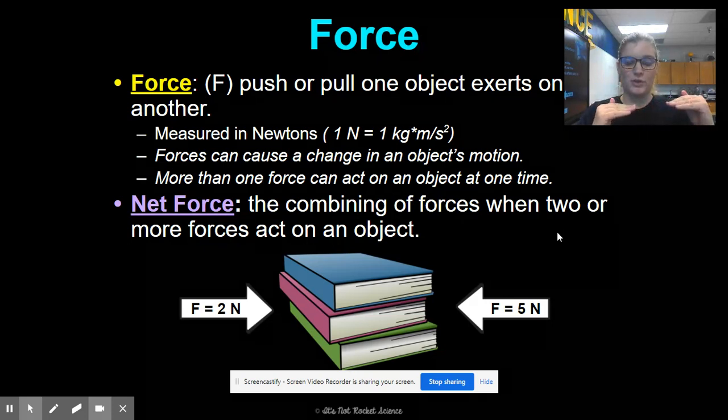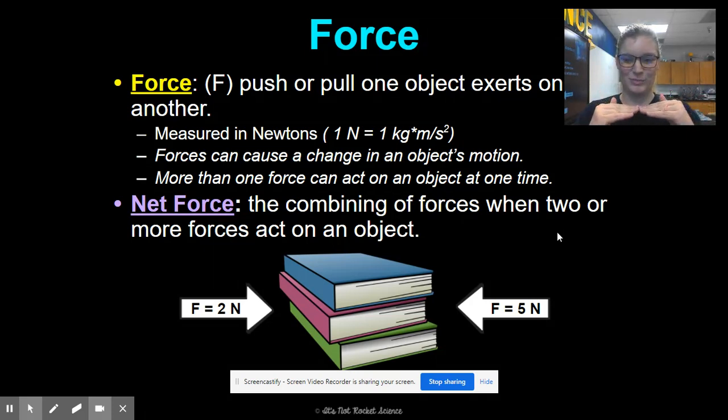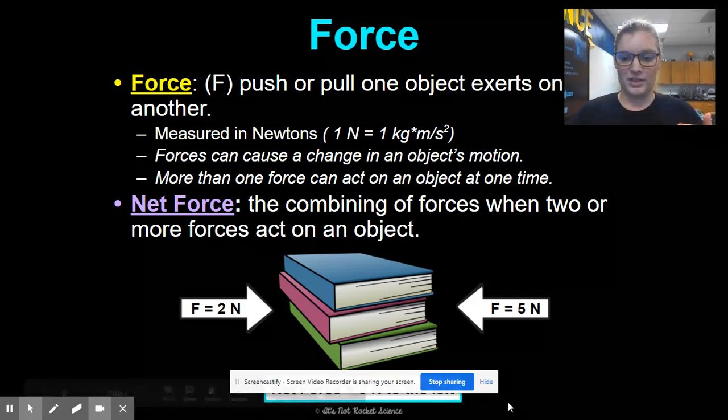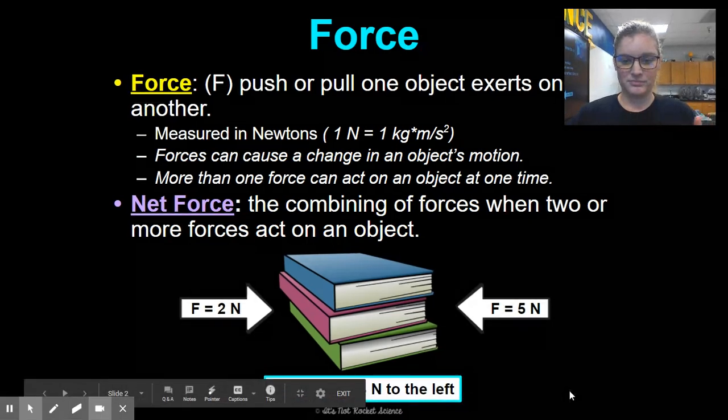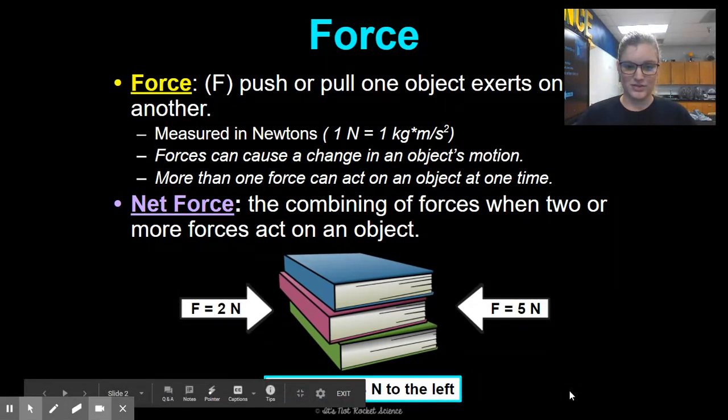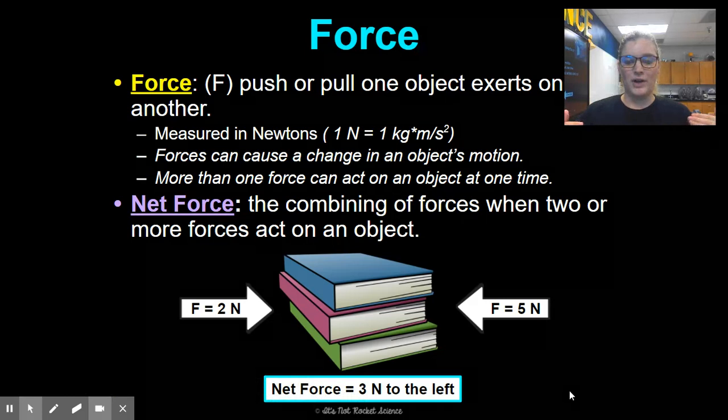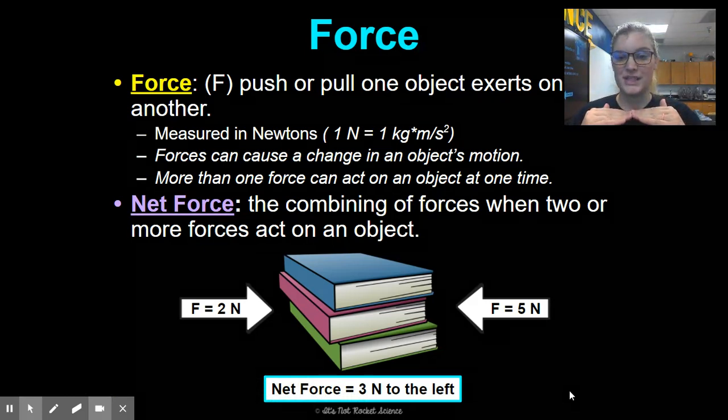So if we're pushing with 2 newtons from the left and 5 newtons from the right, we'll get a result of 3 newtons, and it's going to be pushing that stack of books to the left. So our bigger force is overcoming the little force, and what's left over is 3 newtons to the left.